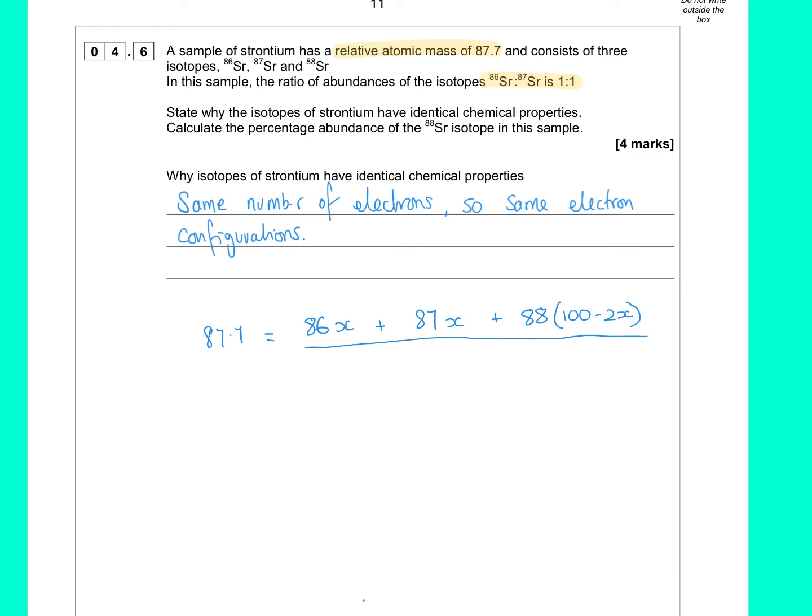And if we then write this out as an algebraic expression and divide the whole lot by 100, so we're saying the total abundance is 100%. And then we end up multiplying the 87.7 by the 100 to get rid of the 100. So expand the brackets.